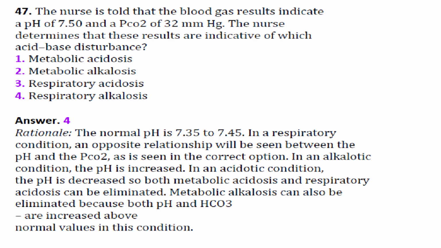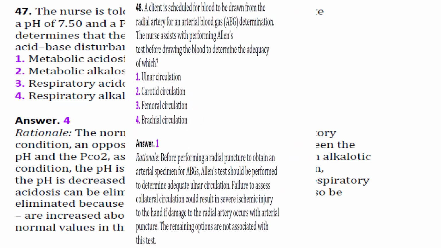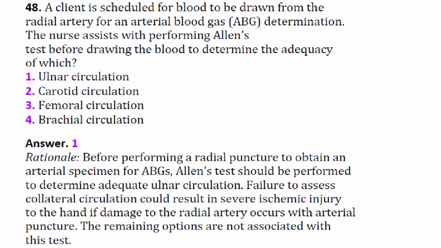Metabolic alkalosis can also be eliminated because both pH and CO3 are increased above normal values in this condition. 48. A client is scheduled for blood to be drawn from the radial artery for an arterial blood gas, ABG, determination. The nurse assists with performing Allen's test before drawing the blood to determine the adequacy of which?